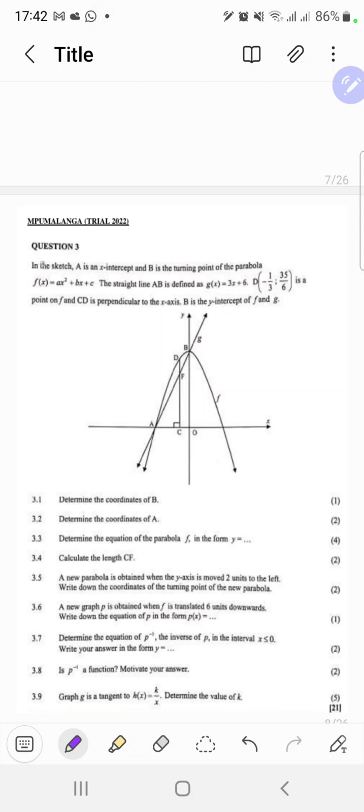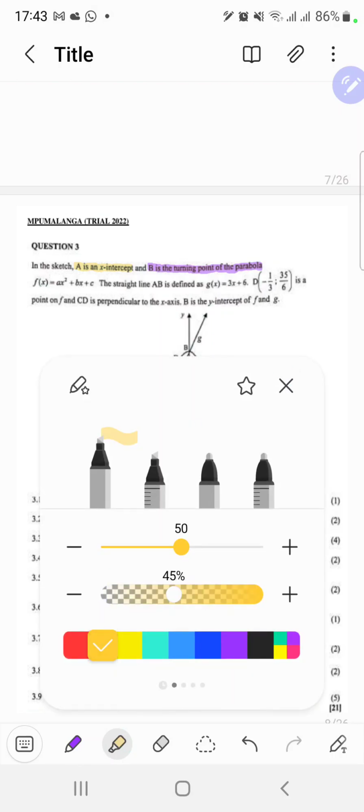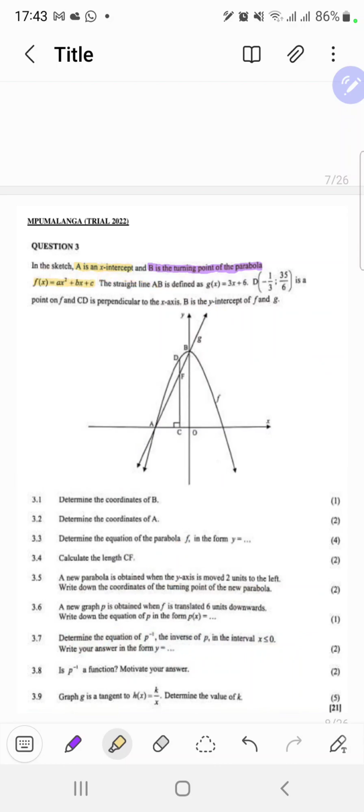Okay, question 3 says, in the sketch, A is an x-intercept. Alright, now these are very key statements that you want in order. A is an x-intercept, and B is a turning point of the parabola. So basically A is an x-intercept of the parabola and B is the turning point of the parabola, and the parabola is given by the function f of x is equal to ax squared plus bx plus c. So they're giving it in standard form.